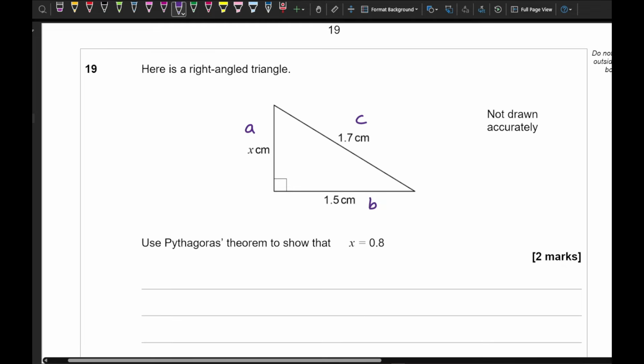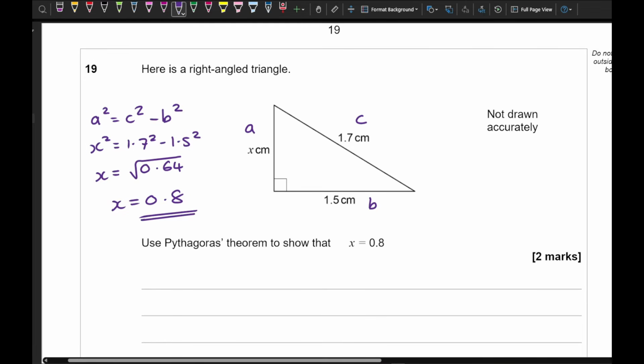And so we're trying to find one of the shorter sides, so I'm going to call that one A. Our longest side is C. So what we then have is A squared is going to equal C squared minus B squared. So x squared equals 1.7 squared minus 1.5 squared and x is therefore going to equal the square root of 0.64. So x equals 0.8, which is what they wanted me to show.